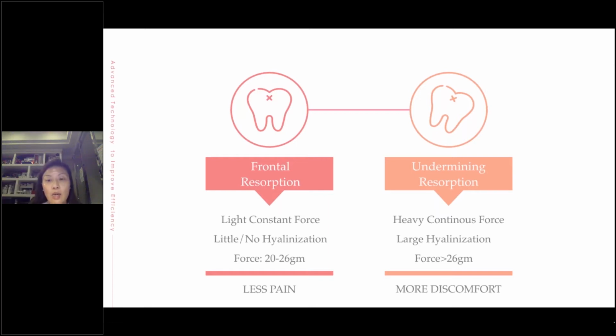On the other hand, when the force is too heavy and it is continuous, you will get undermining resorption. You're going to see large hyalinization areas. And usually undermining resorption takes place when the force is above 26 grams. So with less force, you're going to see less pain in the patient. The patient will be more comfortable. If the force is high, or if there's more force level subjected to a tooth surface, the patient will have more discomfort, and the patient will be more painful during treatment.